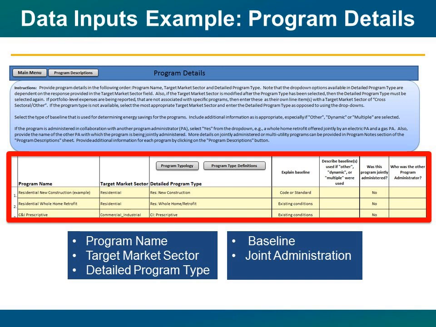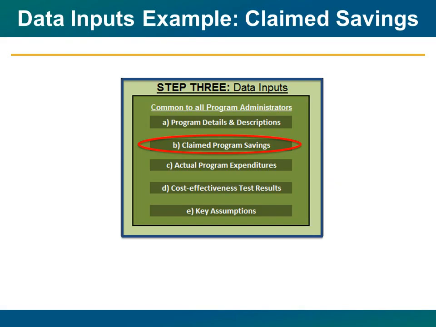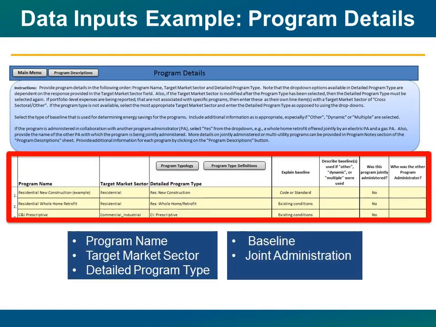But then focusing more on what's within the red box, that's where basically the program administrator inputs information on the program name, the categorization type, what sort of baselines are used, and if there's a joint program administrator.